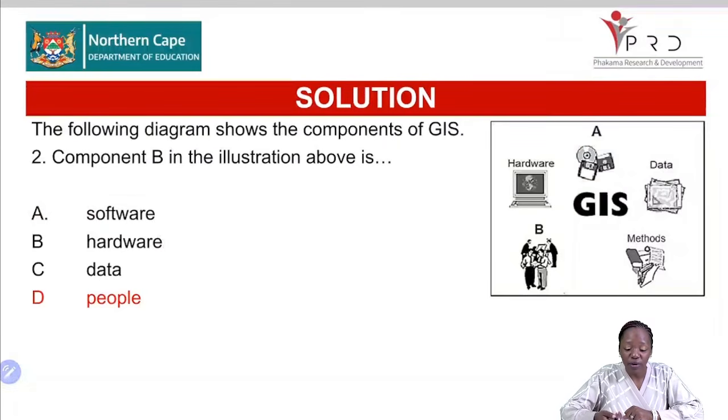So again, this was the very easy one. You can see these are the people at B. So the answer is D, which is the people.